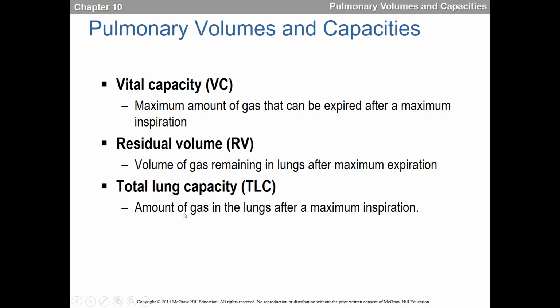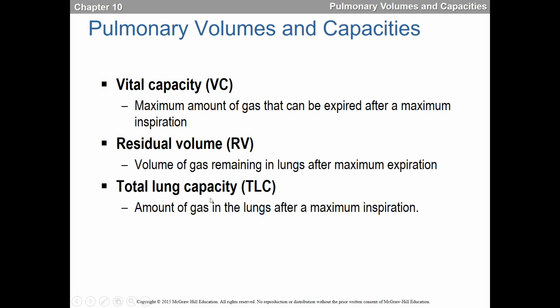So let's just go through these and term them out really quick. More or less just vocabulary words. Vital capacity is the maximum amount of gas that can be expired after a maximum inspiration. So the biggest breath that you can take in, and then the amount of air that comes out after that. Now whenever we breathe out, we don't lose everything. We still have some air in there, and that is termed the residual volume. So the volume of gas remaining in the lungs after a maximal expiration.